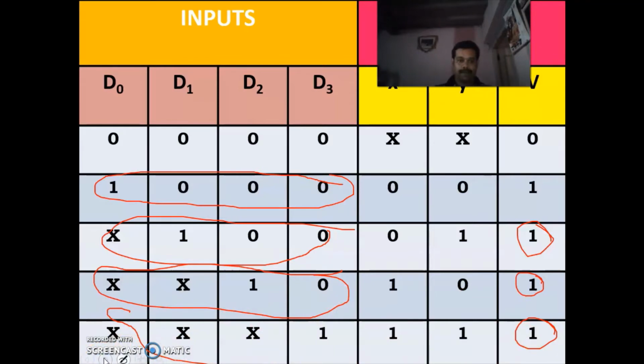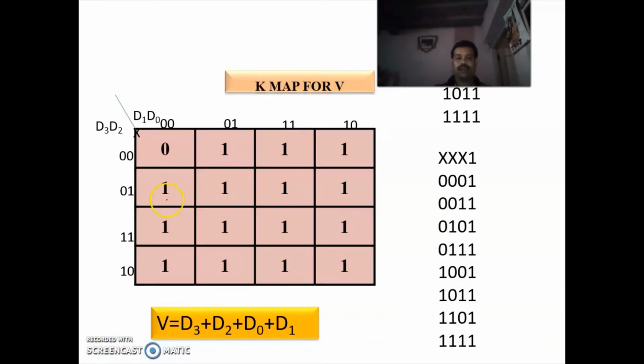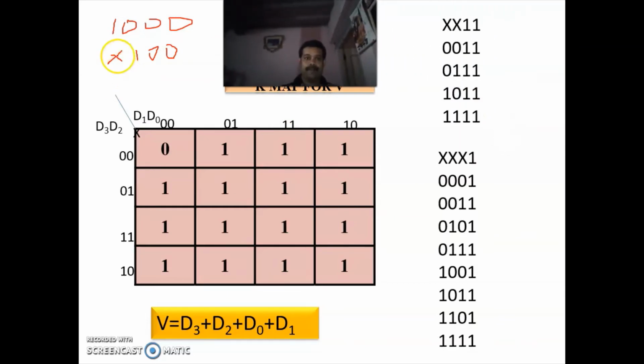So you have to plot in these places. So wherever you are having 1 0 0 0, you are having 1. Then X 1 0 0, you are having 1. Then X X 1 0, and so please listen. 1000 is 100 is this one. Okay.